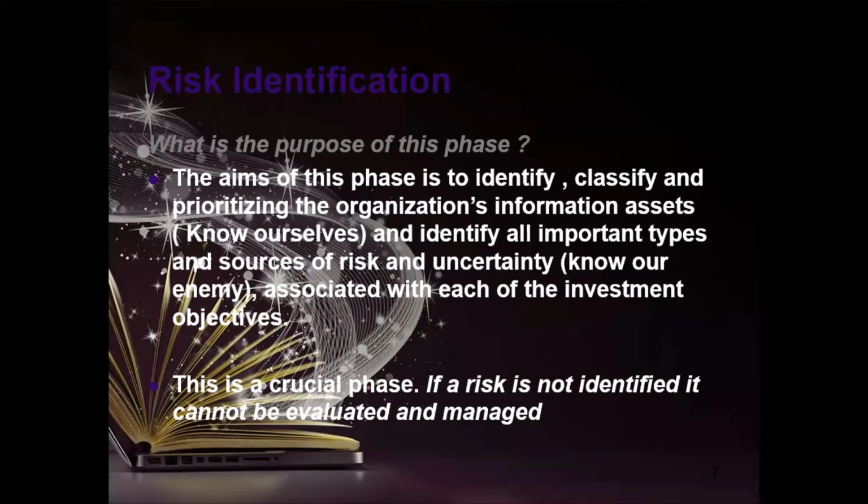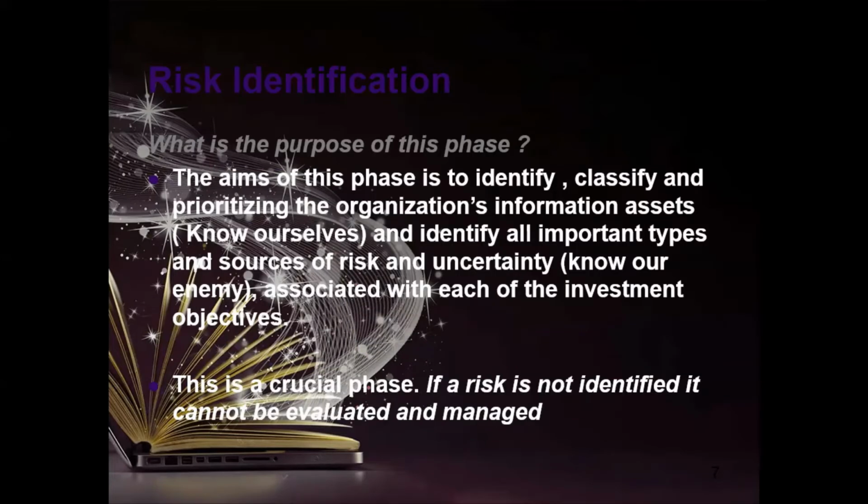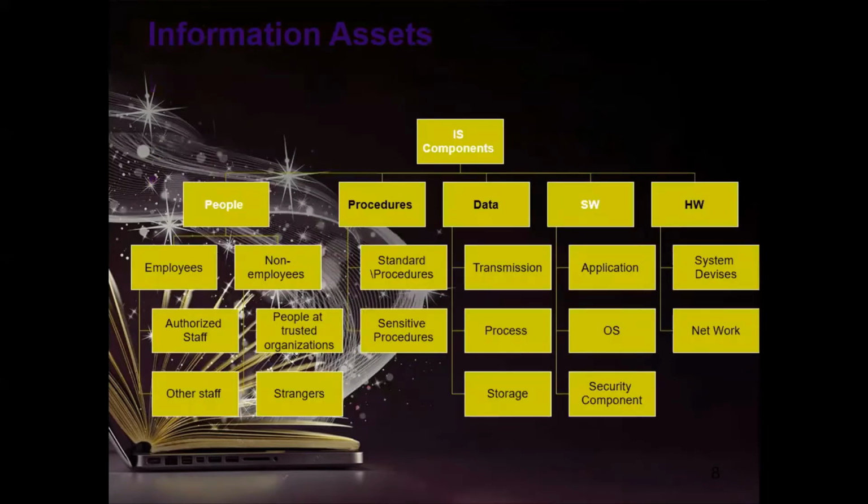In risk identification, first we are going to identify our assets, and based upon the identification of our assets, we are going to identify, classify, and prioritize the organization's information assets. So this comes under risk identification. This is a crucial phase. If a risk is not identified, it cannot be evaluated or managed. If the risk cannot be identified, it cannot be managed. We need to focus on risk identification because this is the first step toward managing risk.